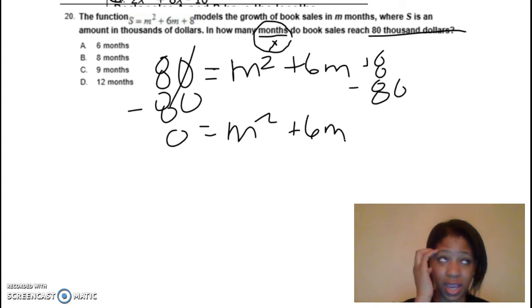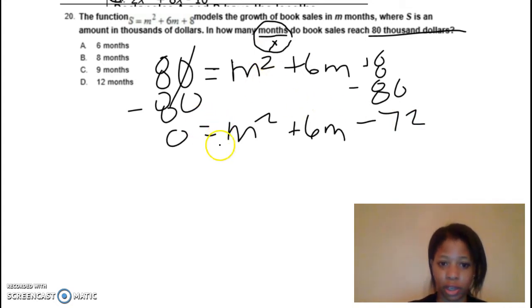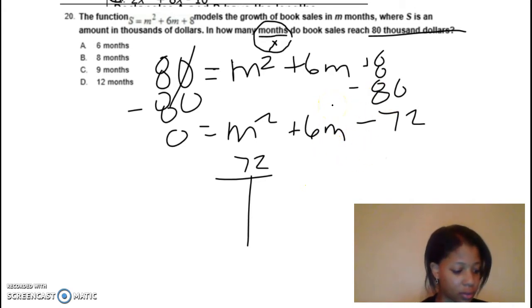And then what's 8 minus 80? It should be negative 72, right? And my a value here is just 1 because there's no number in front. So I'm just going to factor this the regular way. So I need to find what are all my factors of 72.